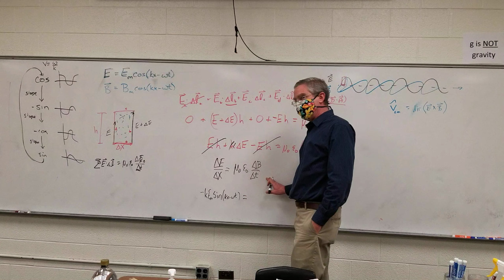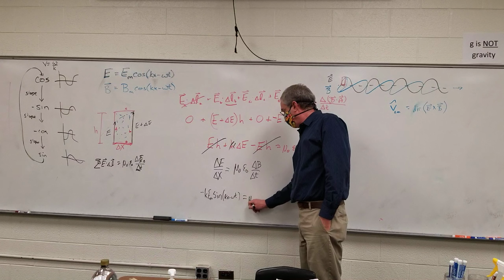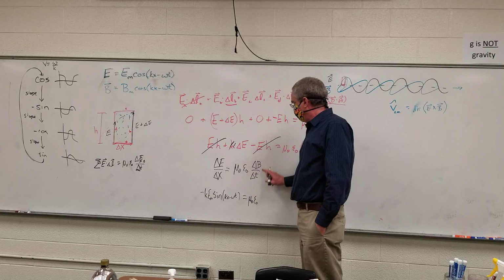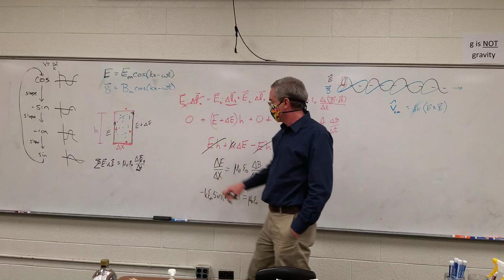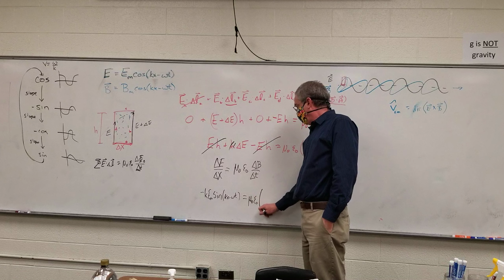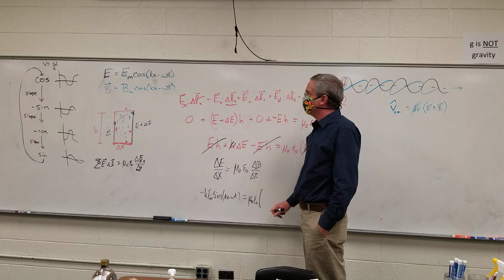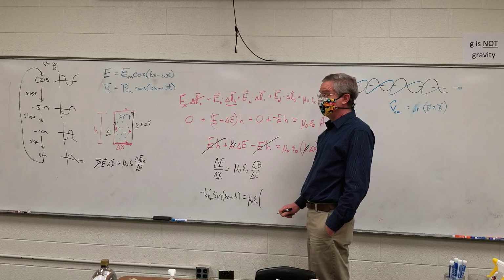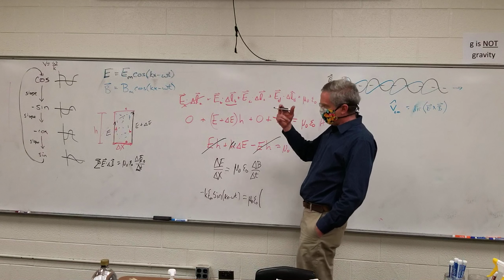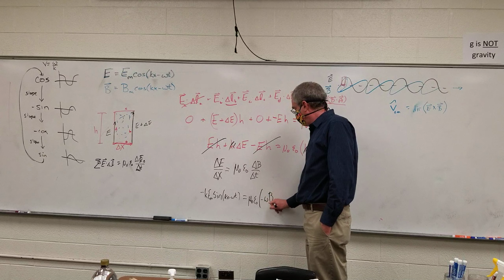And on the right-hand side, the first one was rough, the next one will get better. This is mu sub naught, epsilon sub naught, change in B with respect to time. Okay. So, T times B sub n? Wait, not T, omega? Close. Negative omega? Yes. Okay, negative omega, times B sub n.